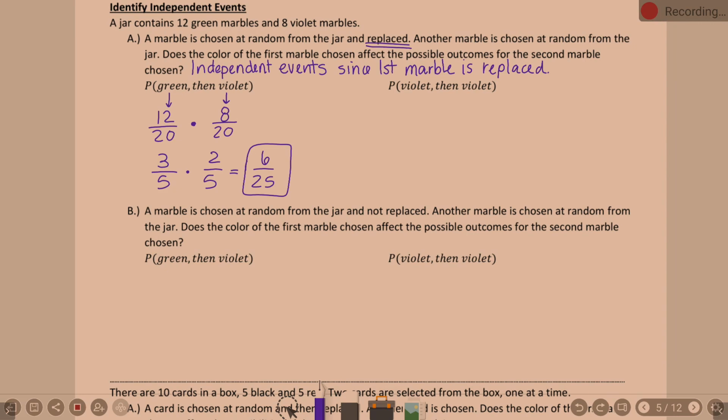Okay, change it up. What if we're doing the probability of violet and then violet? So what's the probability of drawing a violet marble on the first draw? 8/20. What's the probability of drawing a violet marble on the second draw? 8/20, because we drew that first marble and then you put it back. So you still have all 20 marbles. And we are multiplying. 8/20 times 8/20. Well, what is 8/20 reduced to? 2/5. 2/5 times 2/5 is 4/25.